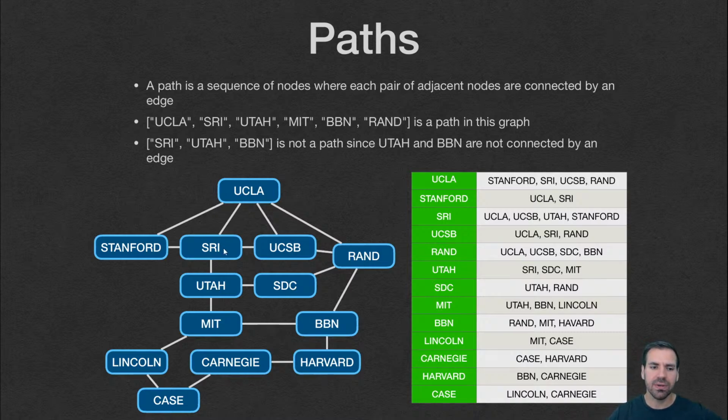This sequence of nodes, SRI to Utah, connected by an edge, Utah to BBN, there's no edge here, so this is not a valid path in the graph because they're not all connected by edges. There's no way to get from Utah to BBN without going through MIT. It's not a valid path. If we added MIT in the middle there, then we could turn it into a path. This is not a path in the graph.